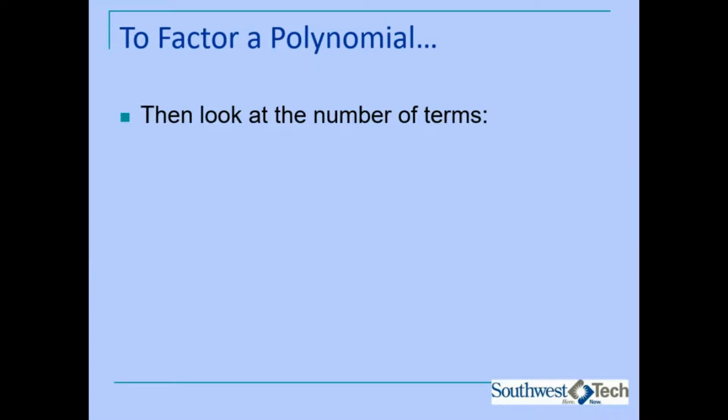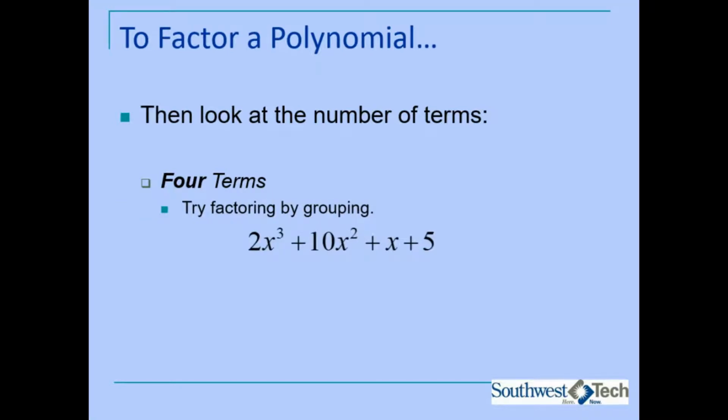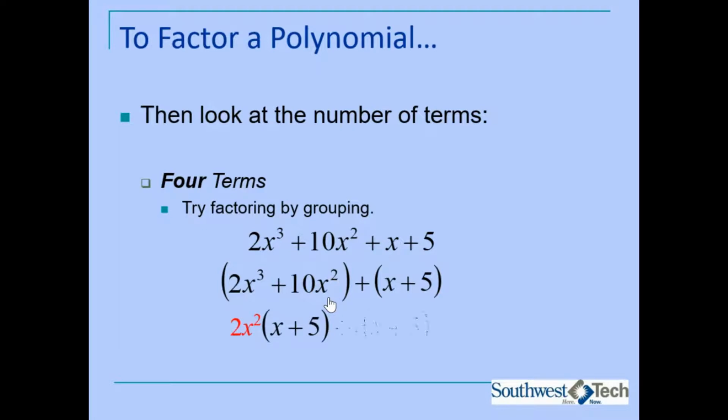Continuing on, if we find that we have a polynomial with 4 terms, we will try factoring by grouping. In this example, we will try factoring the first 2 terms and the last 2 terms. The first 2 terms have a common factor of 2x, and we can even go as high as 2x squared. And the last 2 terms do not have a common factor other than 1.